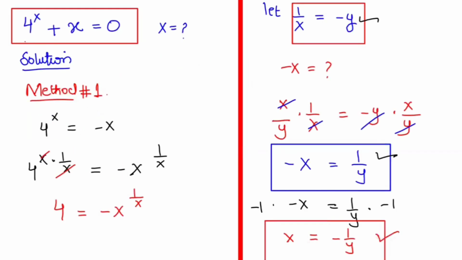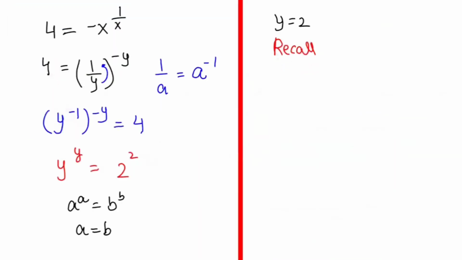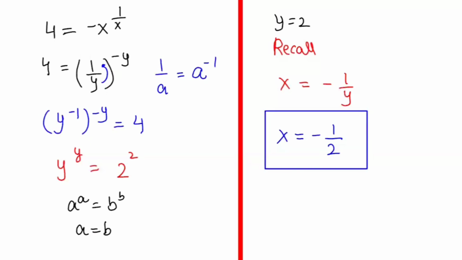Now I'm going to use this expression for finding the x value. So here I recall x is equal to minus 1 over y. The y value we found is 2, so x is equal to minus 1 over 2. So this is our x value. I'm going to use another method.